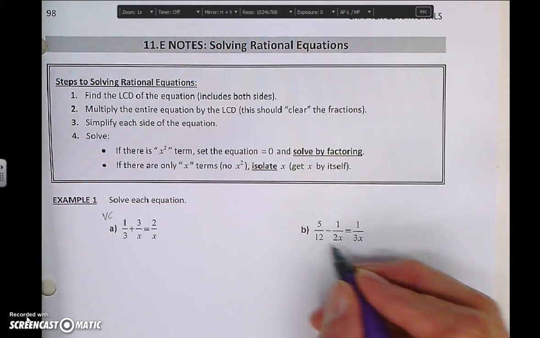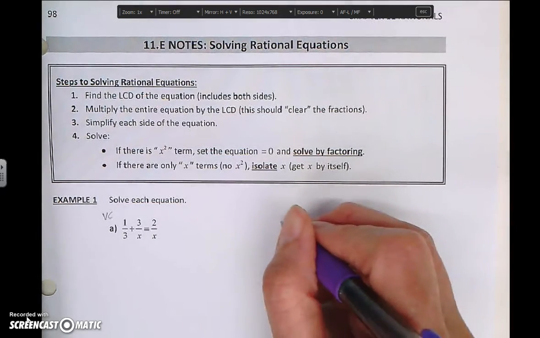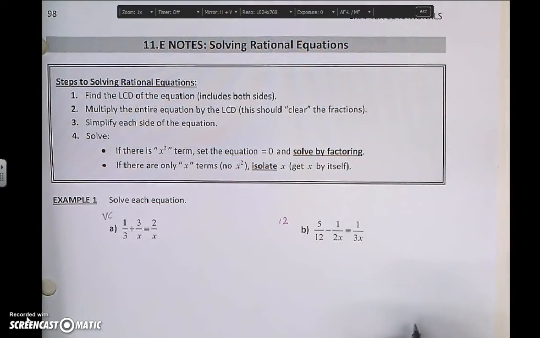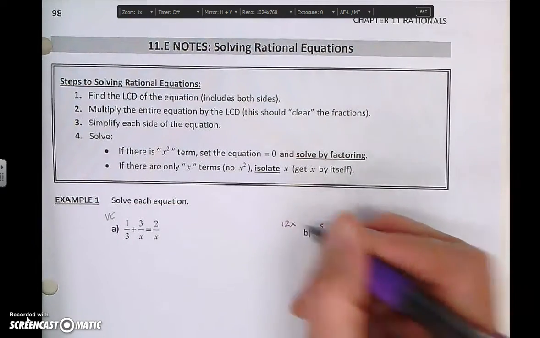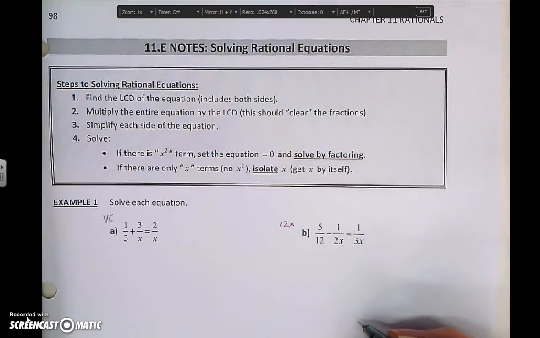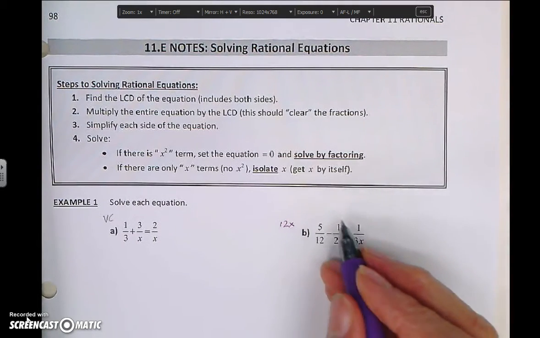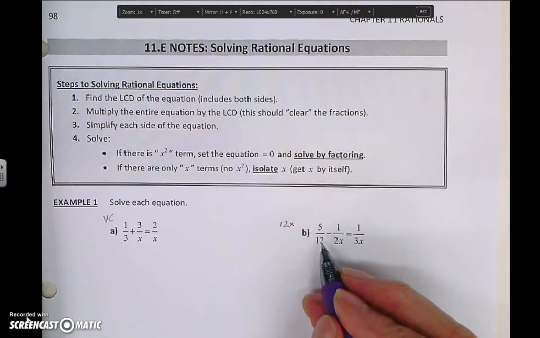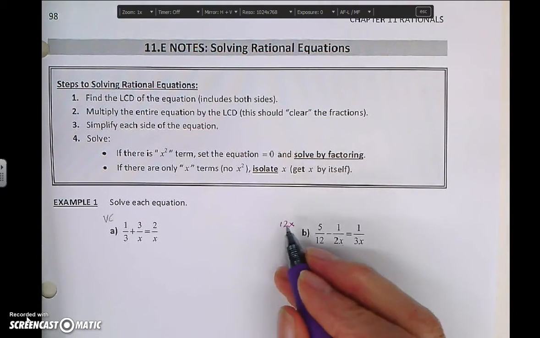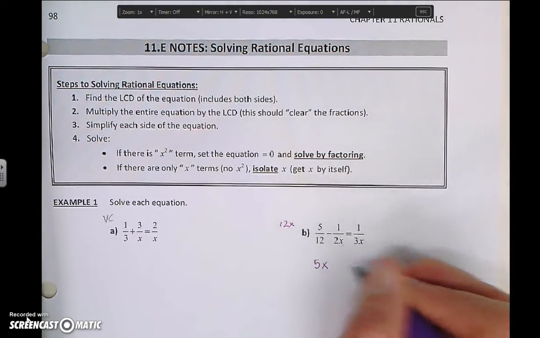All right, so I have a 12, a 2x, and a 3x. So my common denominator for the 3, 2, and 12 will be a 12. Then I also need to have an x in my common denominator. So I'm going to take this 12x and I'm going to multiply it times every term. So when I multiply the 12x times the 12s cancel, leaves me with an x, so that is going to be 5x.